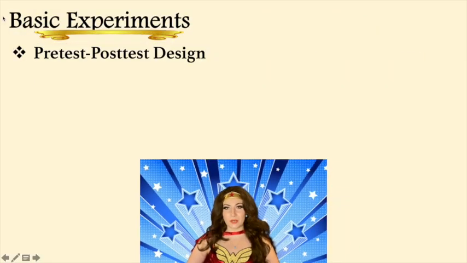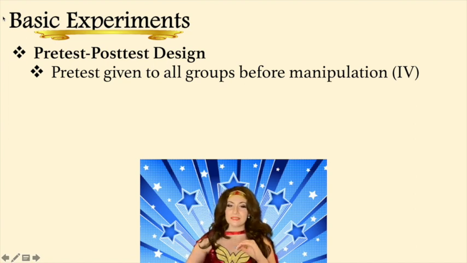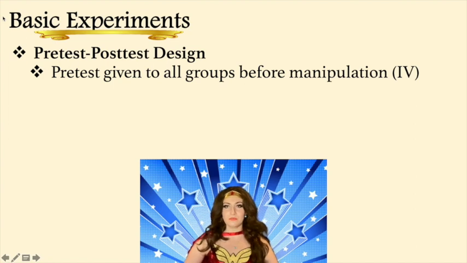The second type of experiment we'll talk about is the pretest-posttest design. So recall the previous one we just talked about was called the post-test only design, in which you administer a level of the independent variable and then you measure your dependent variable. With the pretest-posttest design, you actually are going to give a baseline measure prior to introducing your independent variable. So basically the pretest is given to all of the groups before you introduce the manipulation, before any level of the independent variable is experienced.